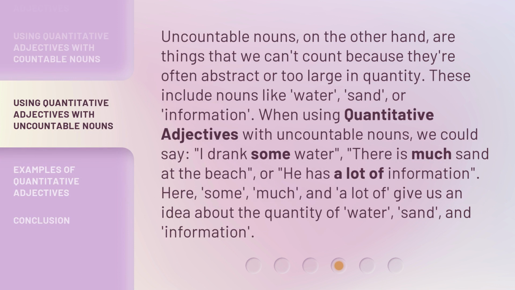Uncountable nouns, on the other hand, are things that we can't count because they're often abstract or too large in quantity. These include nouns like water, sand, or information. When using quantitative adjectives with uncountable nouns, we could say, I drank some water, there is much sand at the beach, or he has a lot of information. Here, some, much, and a lot of give us an idea about the quantity of water, sand, and information.